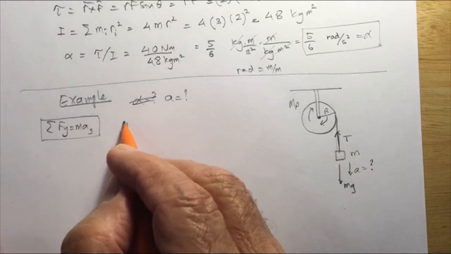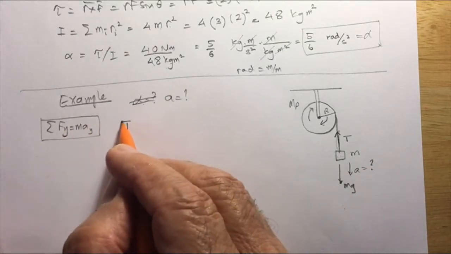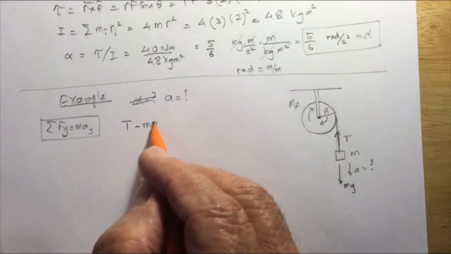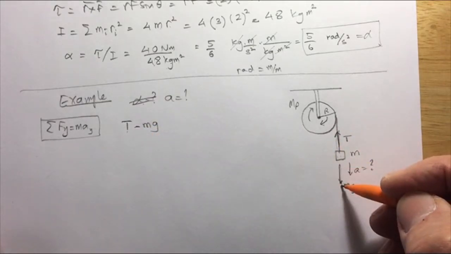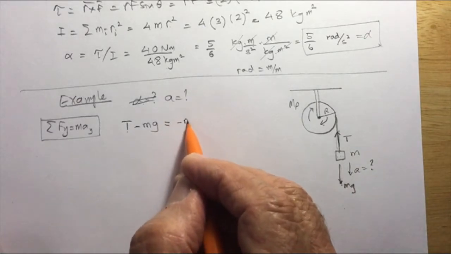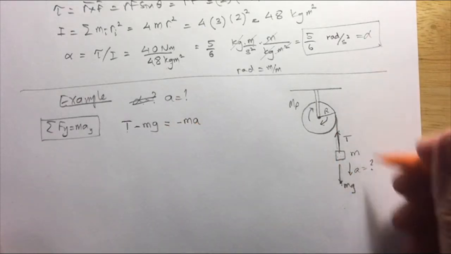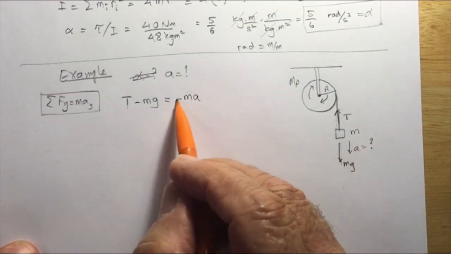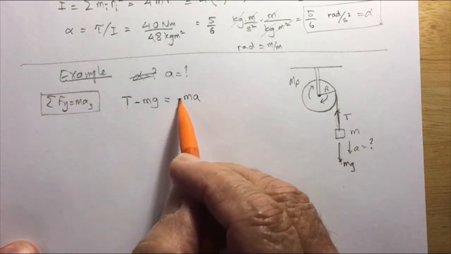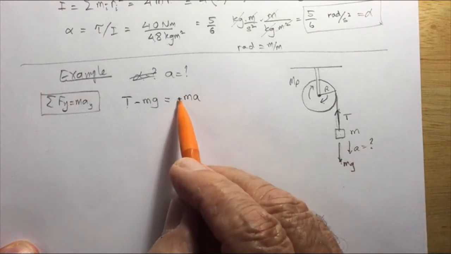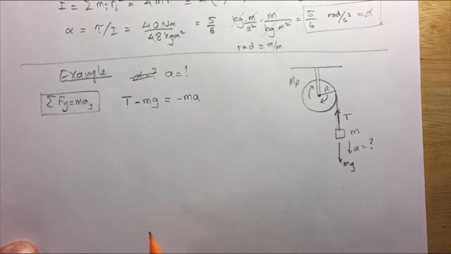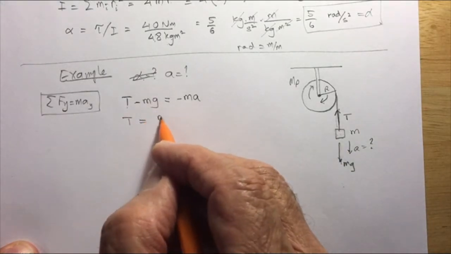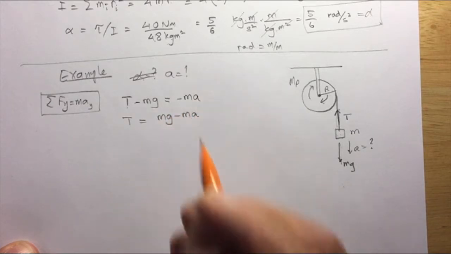So the sum of forces is, the first force is the tension, which is positive, minus mg, which is negative downwards, and that equals minus ma, because the positive direction is upwards and the acceleration is downwards. Now with this, the value of a will come out as a positive number because we've taken a negative. If we took it as plus ma, then a would have come out as a negative number. And we can simplify this as T equals mg minus ma.